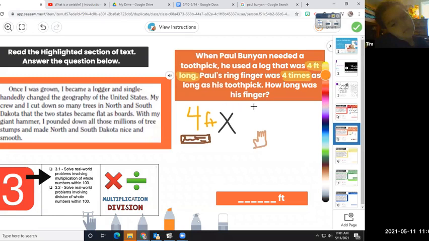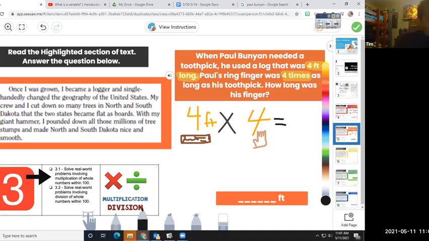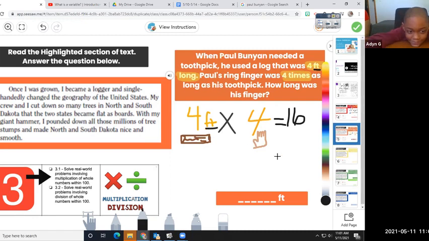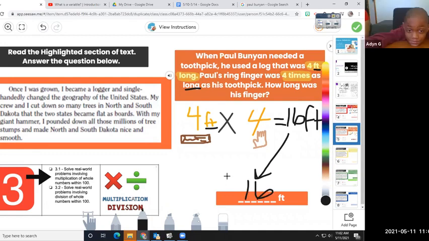4 times 4. There you go, sir. Oops, not in the highlighter. My bad. 4 times 4. That ring finger was 4 times as long. 4 times 4 is equal to what, Aiden G? 16. 16 what? Feet. It is 16 feet. Our answer is 16 feet.